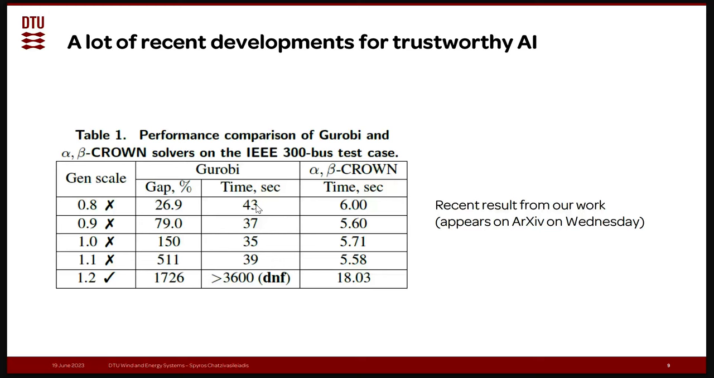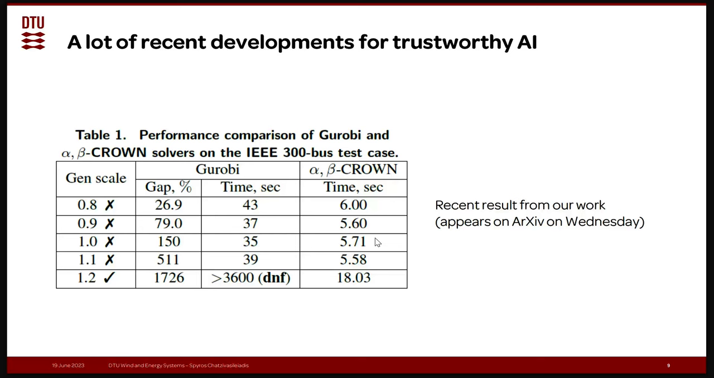So I need to actually go through all possible combinations, right? When it's easy to certify that there is a violation, you can see that it takes just a few, less than a minute. Alpha Beta Crown can do that 7x faster. But the main challenge is how do you certify?